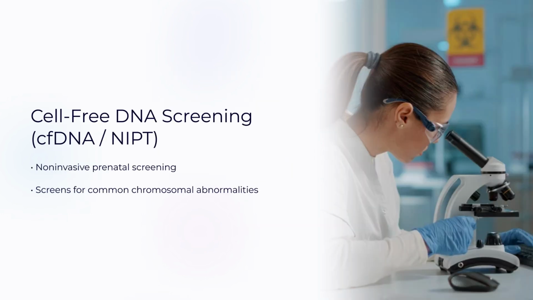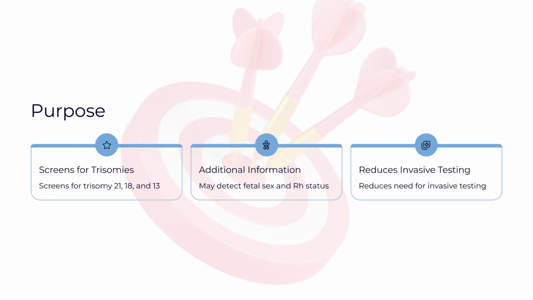Cell-free DNA screening, often called cfDNA or non-invasive prenatal testing, NIPT, is a non-invasive screening tool that analyzes fragments of fetal DNA circulating in maternal blood. It helps assess the risk of certain chromosomal abnormalities, including trisomy 21 or Down syndrome, trisomy 18, and trisomy 13. cfDNA screening is primarily used to identify pregnancies at increased risk for chromosomal abnormalities. In some cases, it may also be used to detect fetal sex or Rh factor, depending on the lab and provider. Because of its accuracy, it often helps patients avoid invasive tests like amniocentesis if results are low risk.